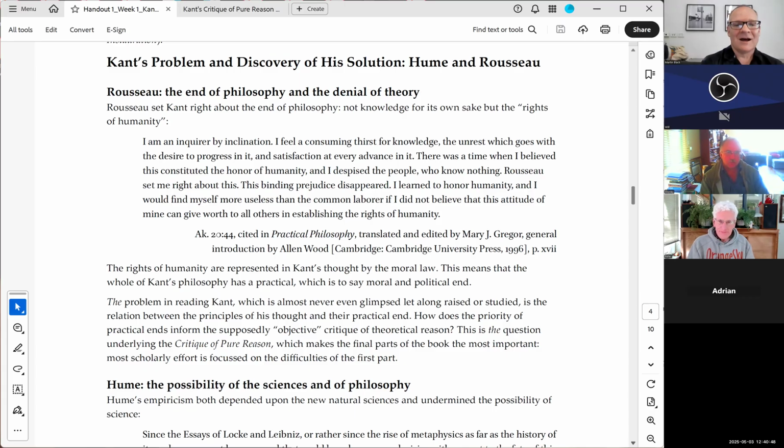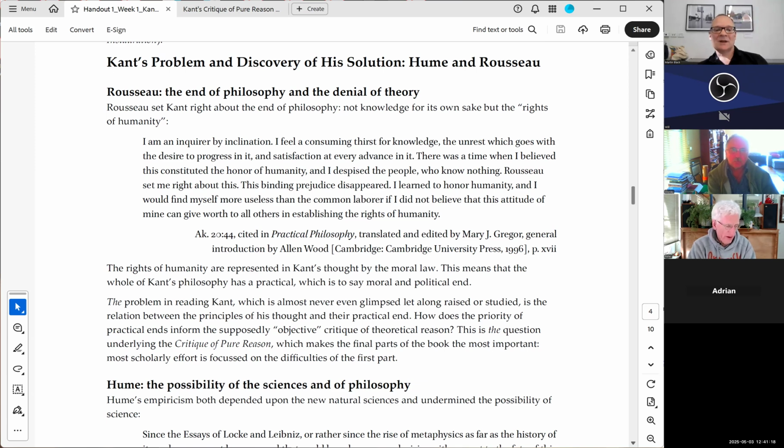Right? I felt a consuming thirst for knowledge, the unrest which goes with the desire to progress in it, and satisfaction at every advance in it. So that could be suitably modified, written by Aristotle. Like the purpose of life is understanding and self-understanding. There are other purposes, like we have to win this war, we have to maintain an economy, or whatever it is. Those are secondary. Those are for the sake of the first purpose, right?